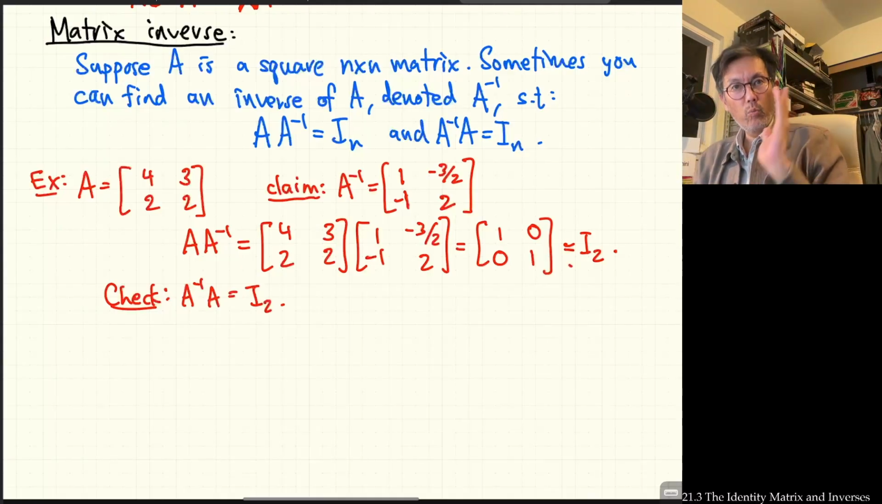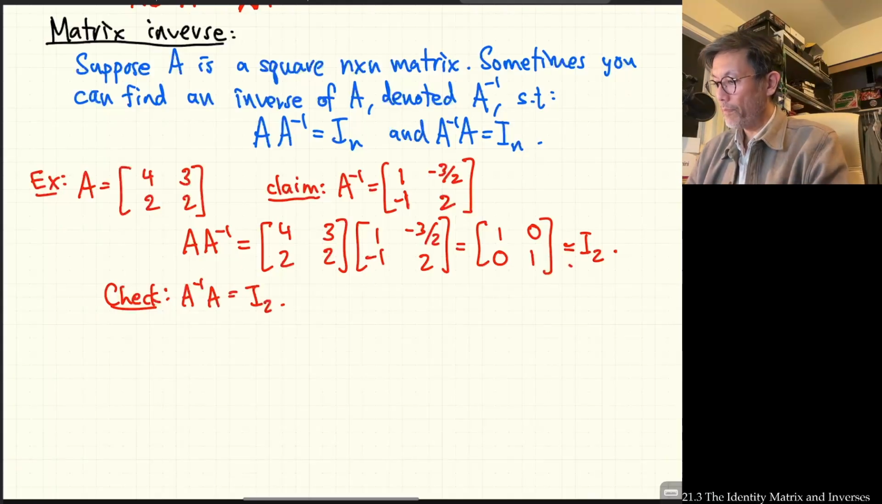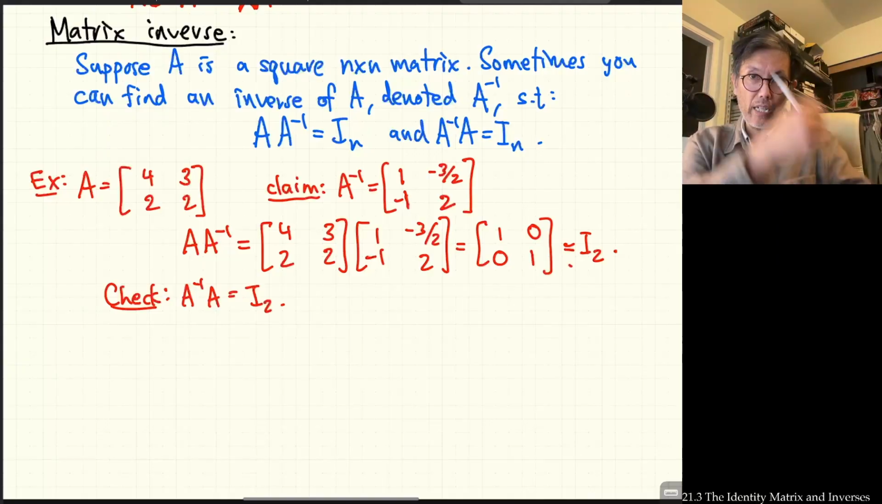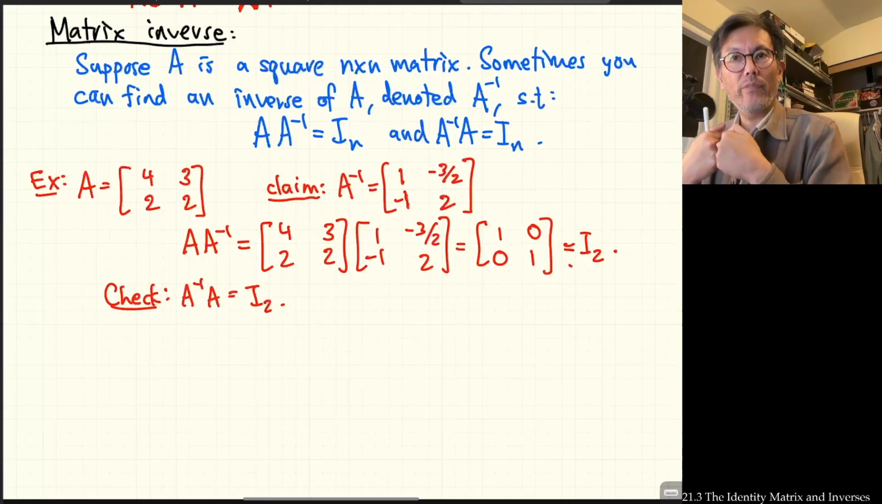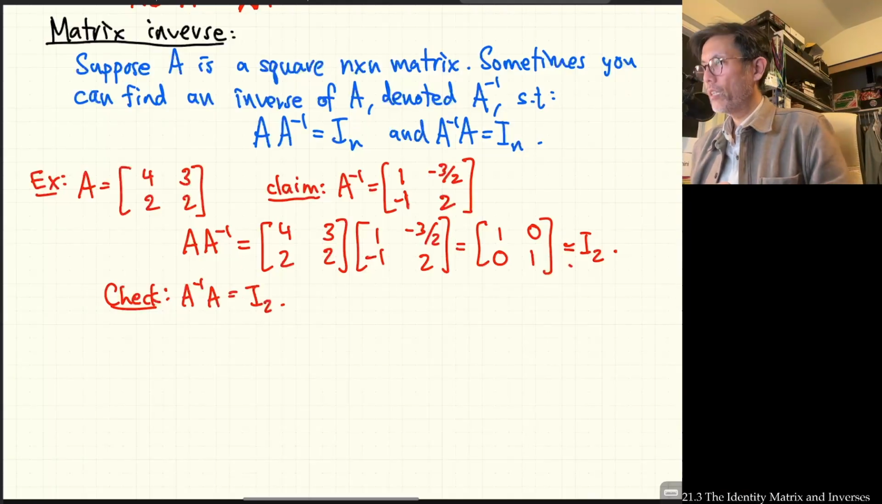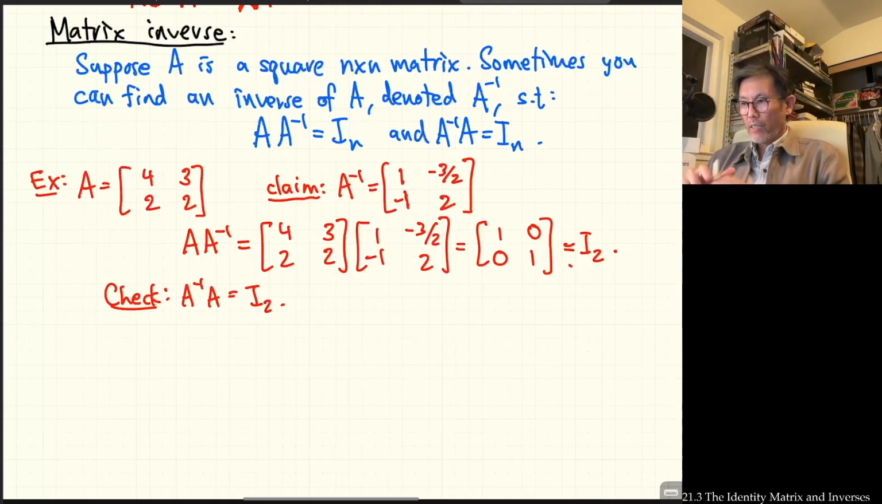Good. So what this shows is that this matrix, 1, negative 3 halves, negative 1, 2, really is the inverse of A, because when we form the product of A inverse with A, we get the identity matrix of the appropriate size. Okay? All right. So fact.